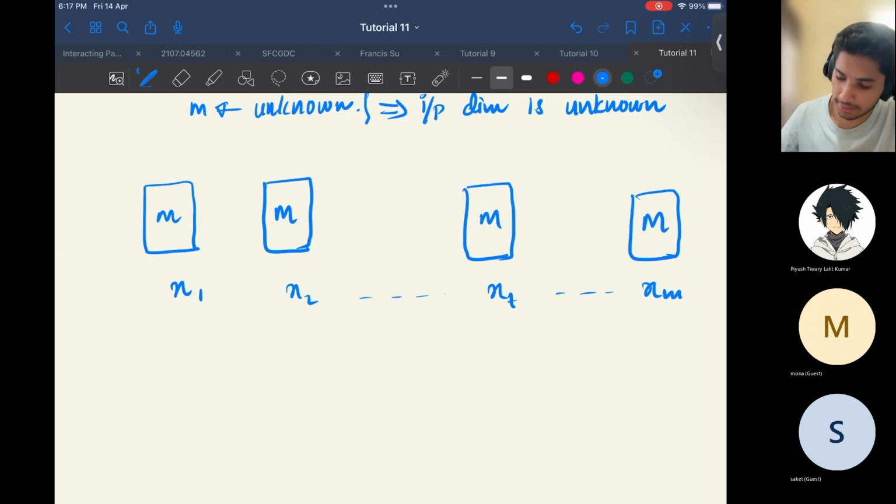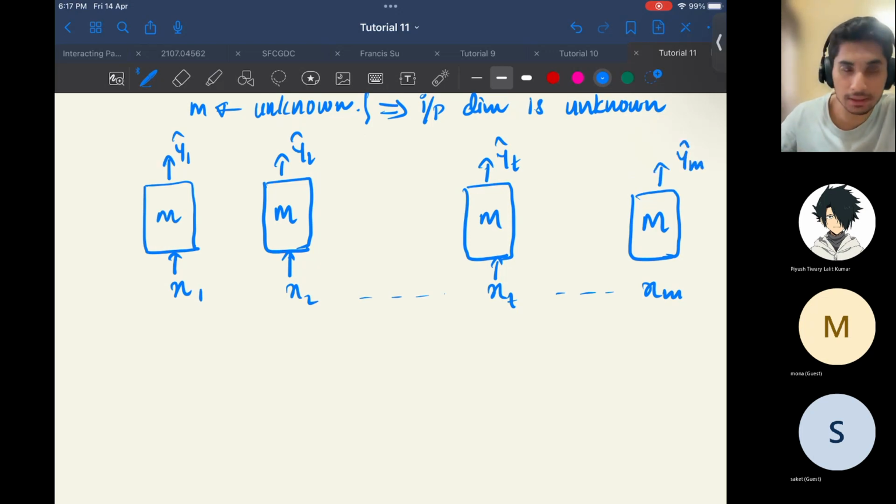Let's say the problem is many to many, so at each time instant I will take some input and predict some output. So this might be y1 hat, this might be y2 hat, yt hat, and something like yn hat. So the idea is that instead of making my model dependent on the size of the input, I will use the same model again and again.